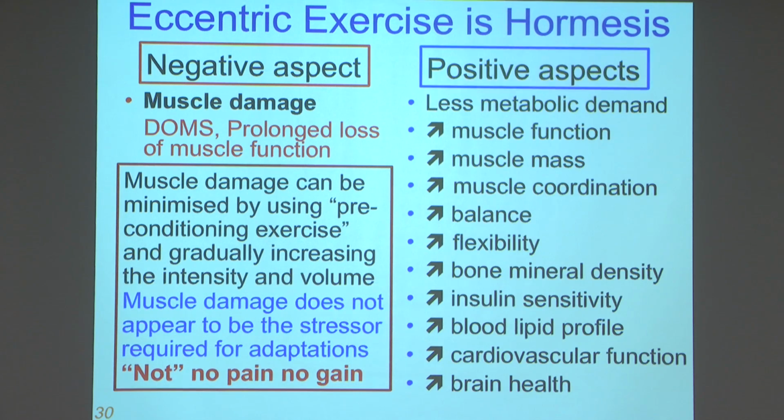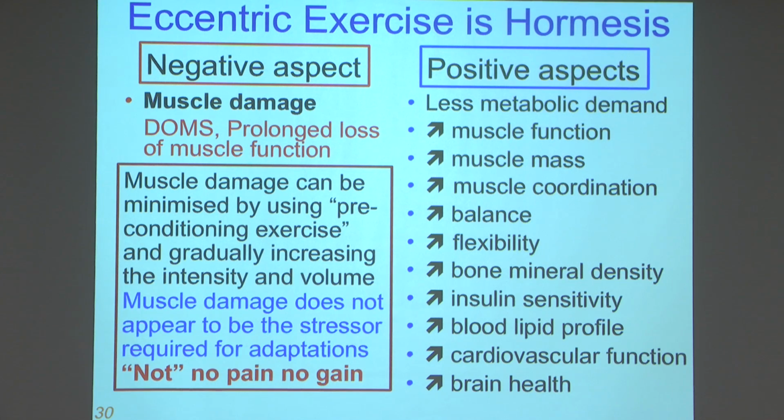There are many positive aspects to eccentric exercise. For example, it's less metabolically demanding. However, muscle function increases more for the eccentric exercise. Muscle mass also increases more, and muscle coordination becomes better. Balance, flexibility, bone mineral density, insulin sensitivity, lipid profile, and cardiovascular function improve better after eccentric than concentric.